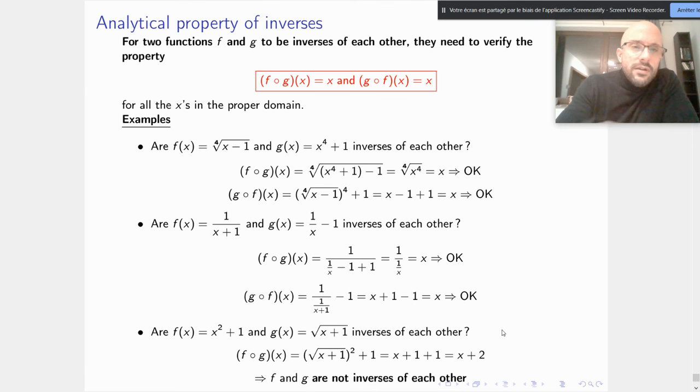So I hope that you enjoyed this video and that you learned this very important property of inverses. This property is always to be verified if you want to check algebraically if two functions are inverses of each other.